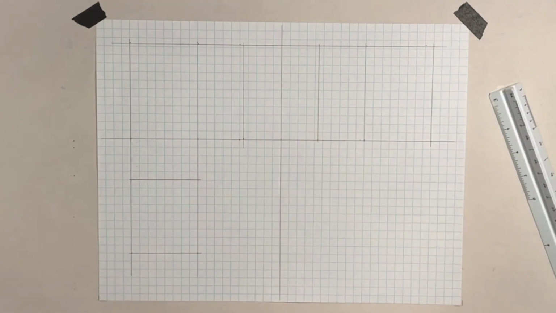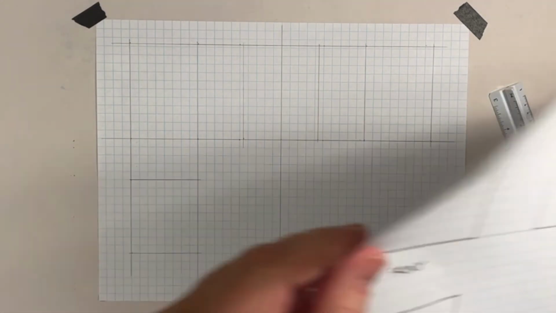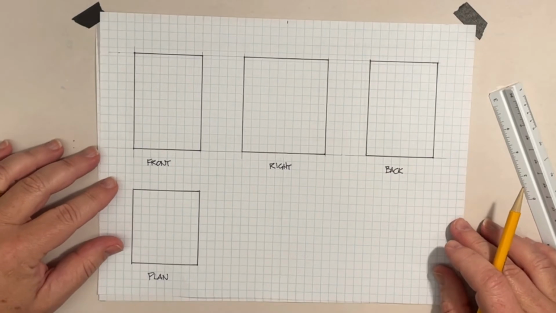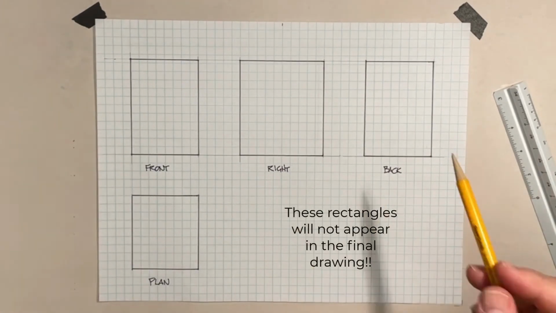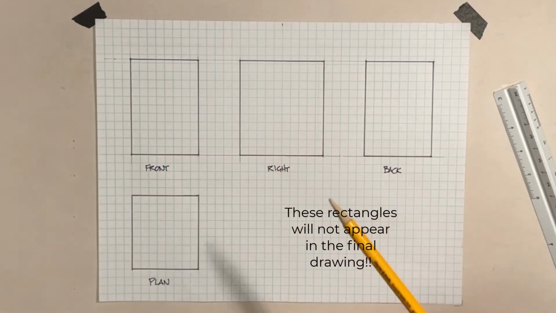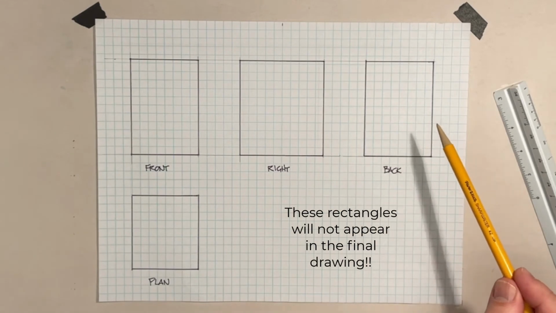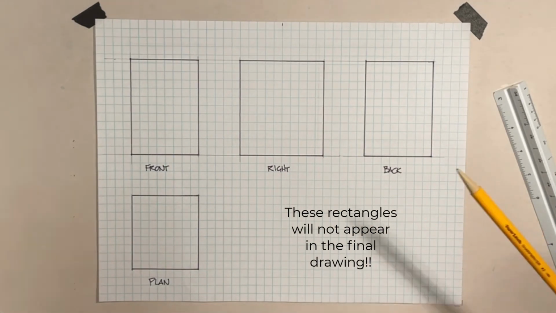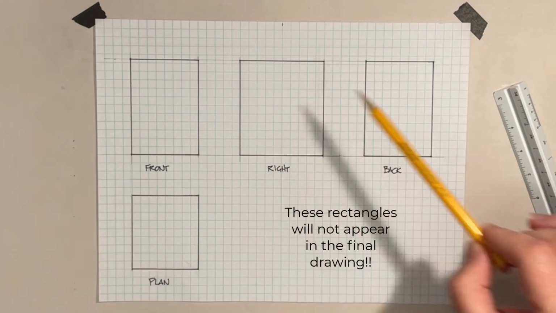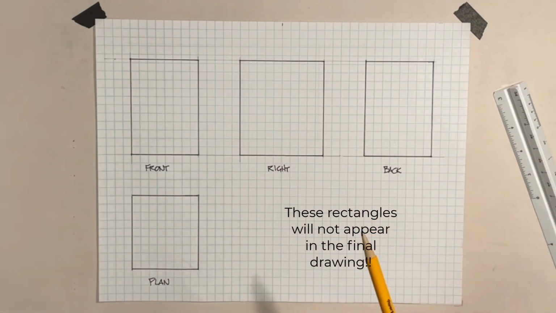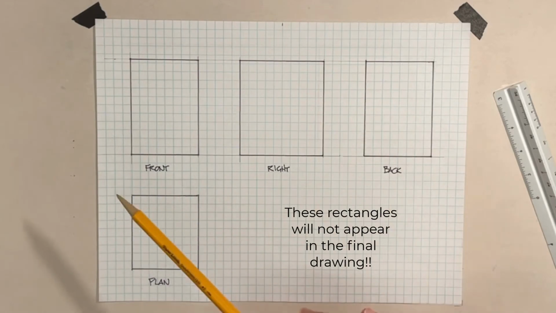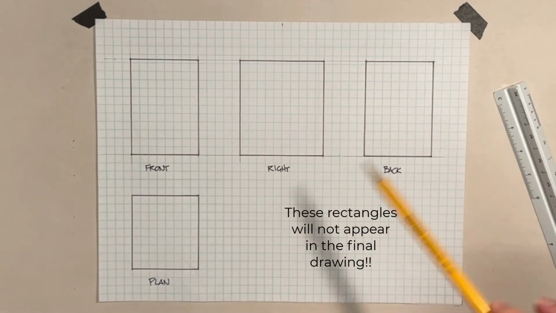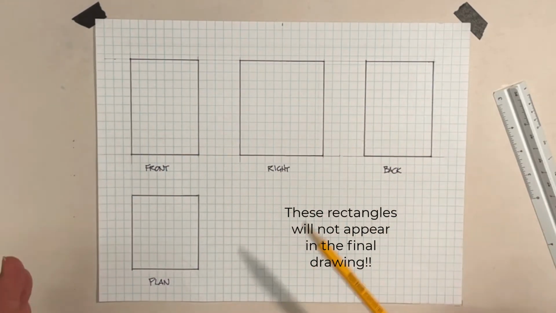So what I have, just so you can see it easier, I've inked this in, is these 4 squares. This is going to be the front, this is going to be the right, this is going to be the back, and this is going to be the plan. Do not darken in your squares or label anything like this. These squares are not going to be here in the final drawing. These are just showing me the places where I'm going to put my drawings so that they're laid out nicely on the page.